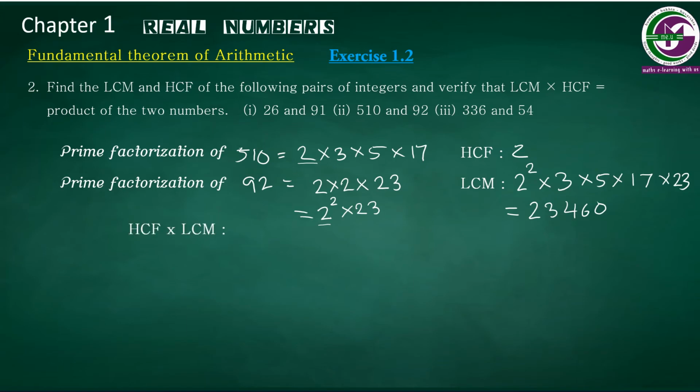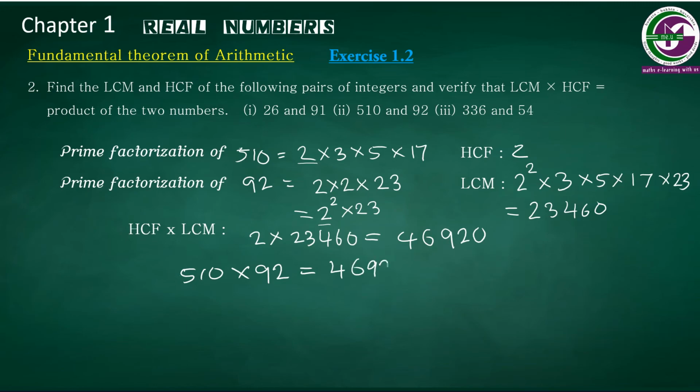Now we'll find the HCF times LCM. 2 times 23,460, which equals 46,920. Now we'll find the product of the numbers. So we'll multiply 510 multiplied by 92. So we'll get 46,920. Once you multiply, you will get it. So we verified HCF times LCM equals product of the two numbers.